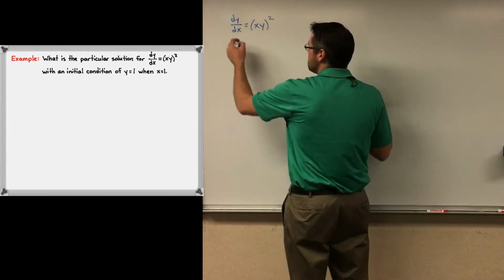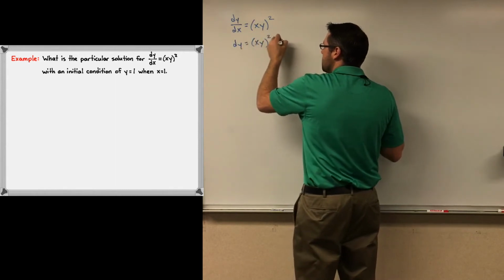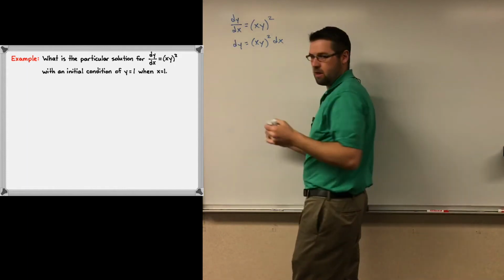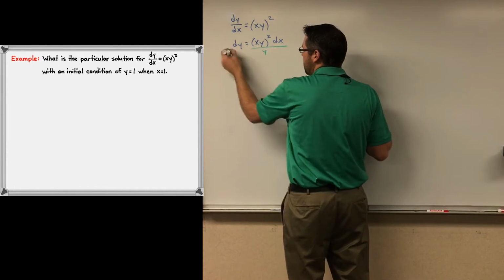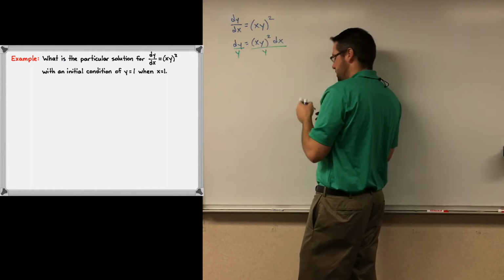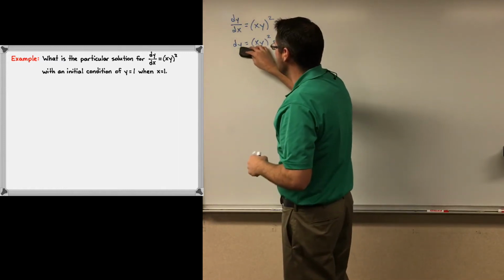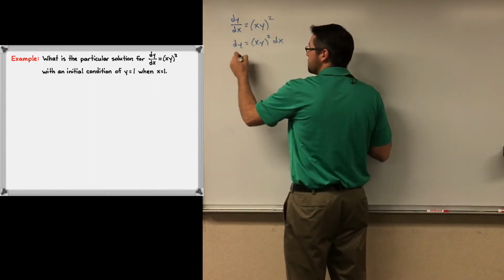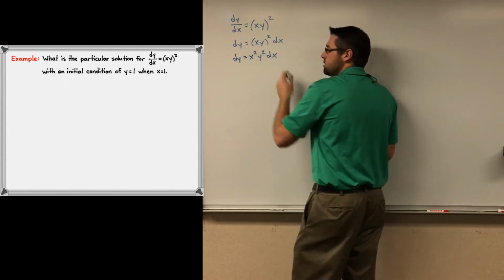Okay, sure. Multiply both sides by dx. So you got dy equals xy squared dx. Now what? Okay. If I divide both sides by y, that doesn't cancel out the y because what is it we're squaring here? The x and the y. So it might be better to distribute that, or to square that side. So it's going to say dy equals what? X squared, y squared, dx, right?